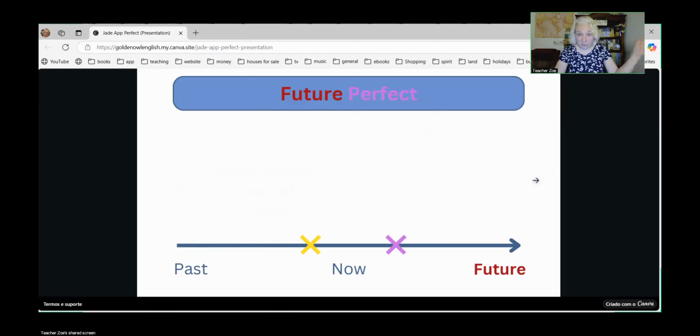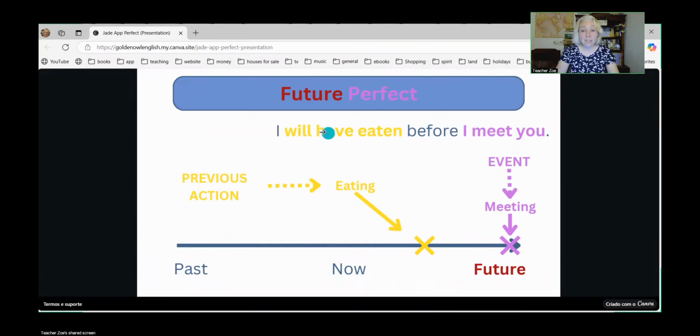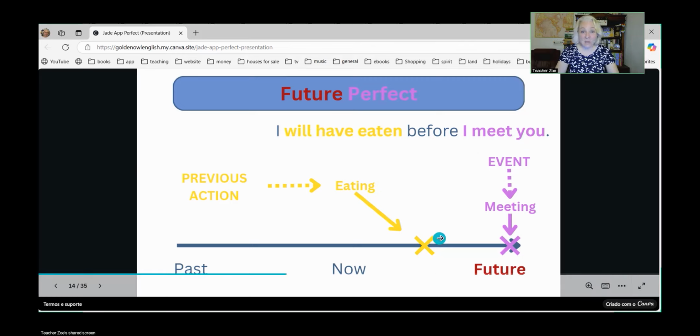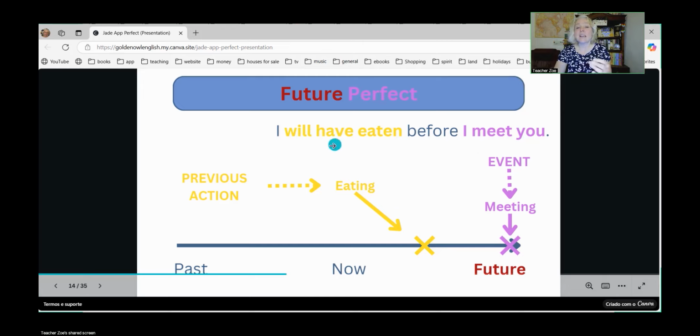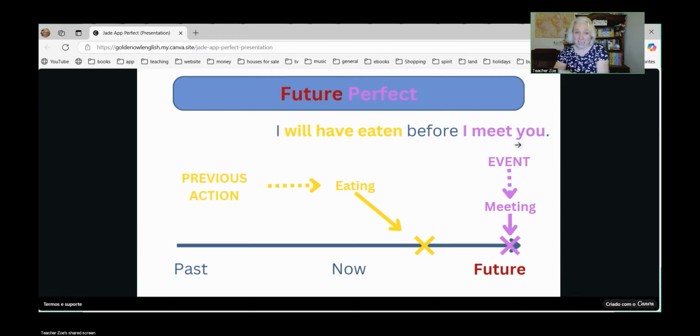We can do the same if we push it forward into the future. Here, look, we have the future perfect. We could say, I will have eaten before I meet you. So we've got the previous action, eating, which is in the future. I will have eaten. It's not happened yet. It's still in the future, but I will have eaten before I meet you. The I meet you bit, this event of meeting, is after the action.